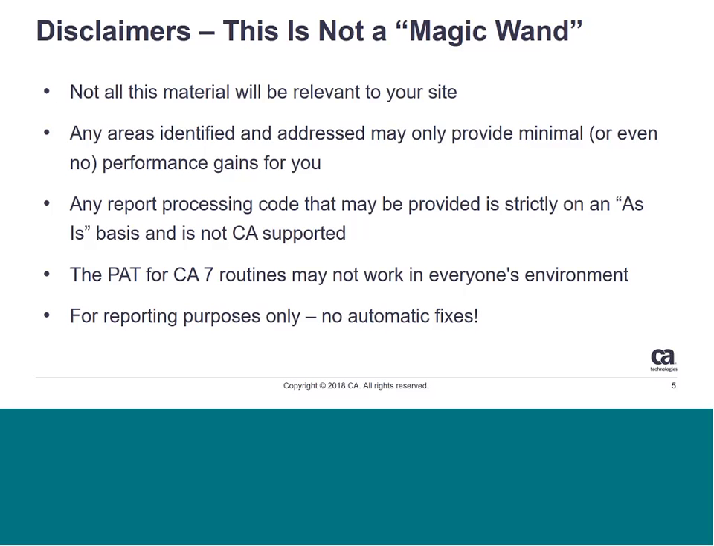When I talk about this Performance Analysis Toolkit, it's report processing code, and when it's provided, it will be strictly on an as-is basis. It's not written by CA specifically. It's not supported by CA. It's something that I put together personally, and the PAT for CA7, Performance Analysis Toolkit for CA7, the routines may not work in everyone's environment.